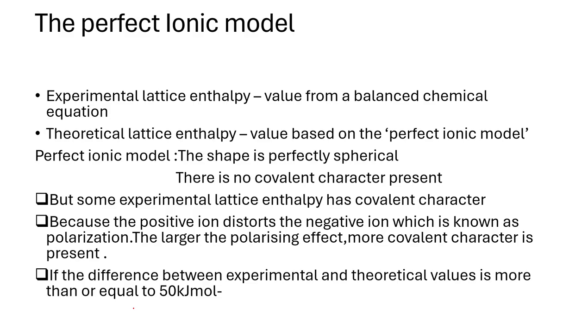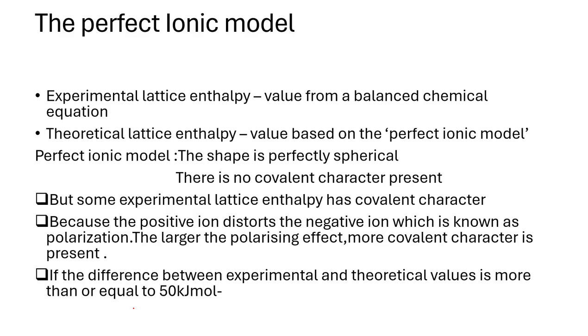So we are looking through the perfect ionic model. We can use the perfect ionic model to compare the experimental lattice enthalpy values with the theoretical lattice enthalpy values. So the values for the experimental lattice enthalpy are derived from the balanced chemical equation you are given, or maybe an experiment you do in the lab. And the theoretical lattice enthalpy value is the value given based on the perfect ionic model. Mostly they might say they are given in the data book.